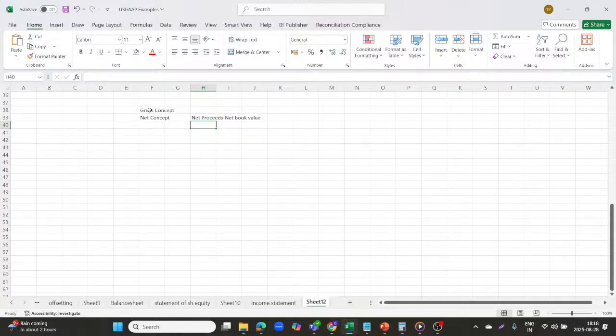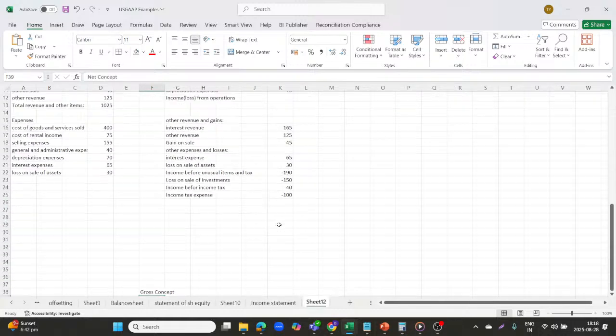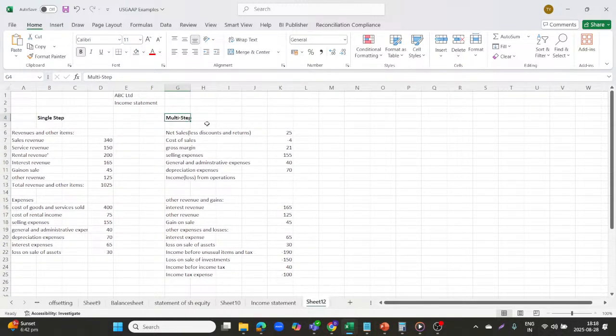The gross concept is followed if you are in your main core business, the main nature of the business, so you follow the gross concept. If you have operating nature income and expenses, and also non-operating nature incomes and expenses, then you follow the net concept. And if you are following the net concept, that means you will follow the multi-step format, because here it will show you operating and non-operating. If you are following the gross concept, where there is no bifurcation of operating or non-operating, then you will follow the single step format. Okay.